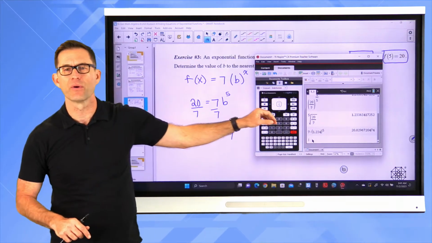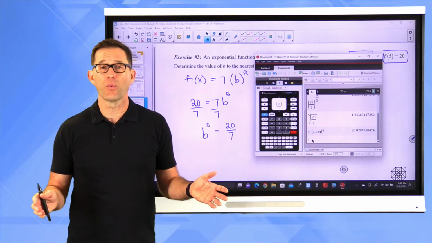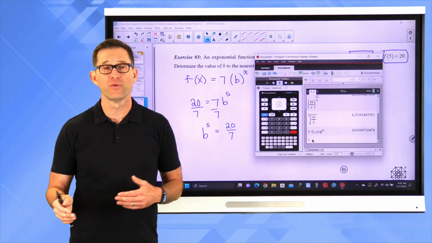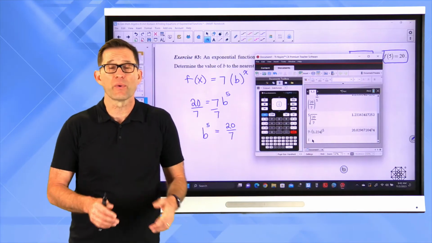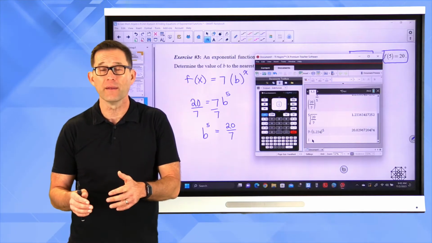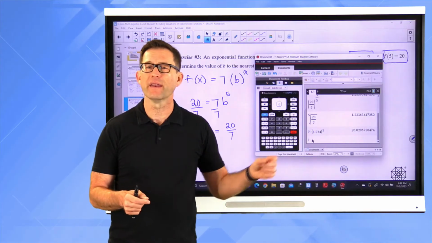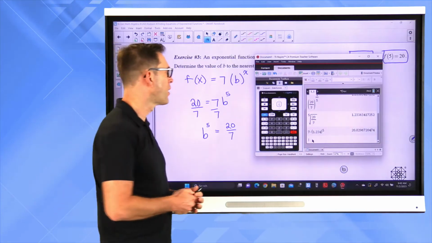Let's go back to the screen so we can see this a little bit larger. 20.0296, etc. Now, it's not exactly 20, and you can probably understand why that is. It's not exactly 20 because we had to round our base. We rounded our base to 1.234. That number is actually an irrational number, so we have to choose to round at some point. But then when we use our model, even to just check to see if we're right, we have this little bit of inaccuracy. Just a little bit.